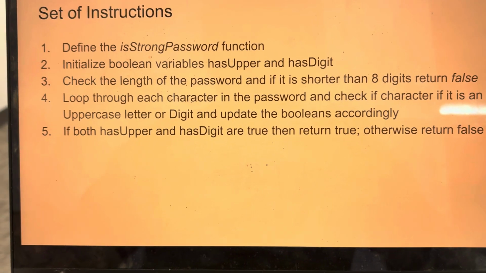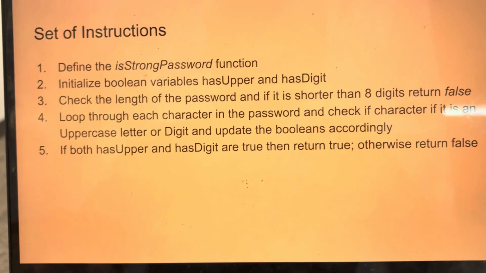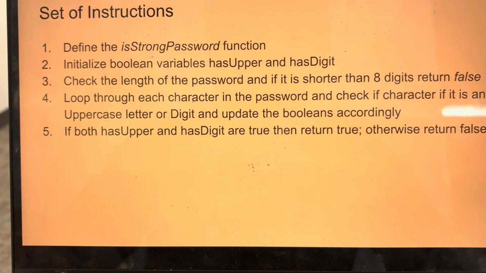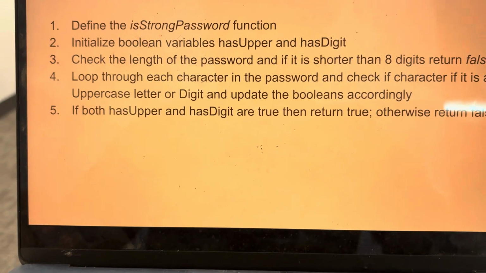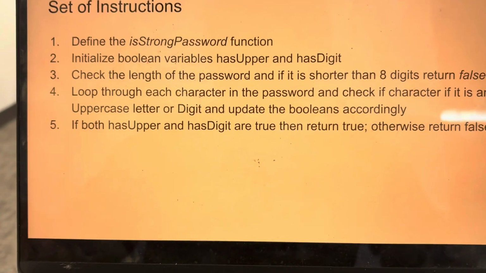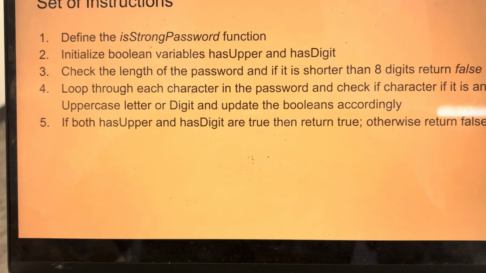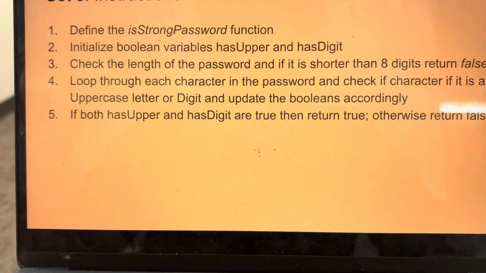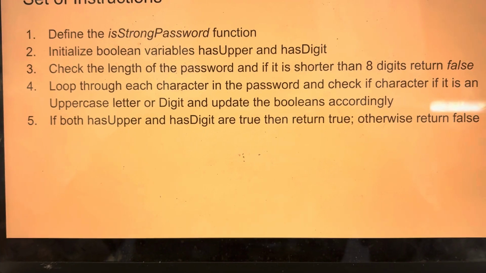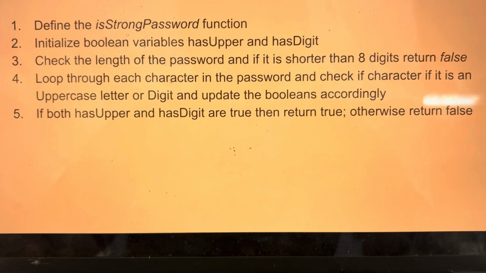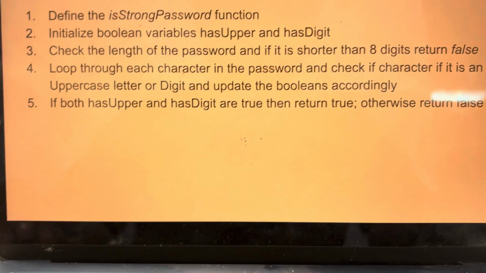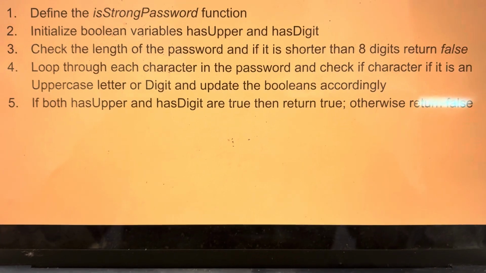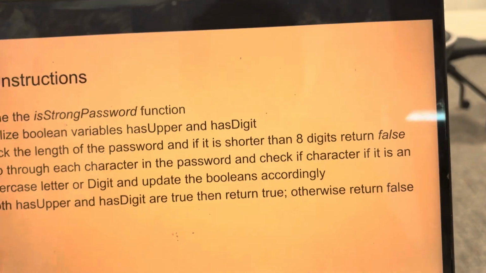The first step is to initialize two Boolean variables called hasUpper and hasDigit. I then check the length of the password, and if it is shorter than 8 characters, I return false. I then loop through each character using an array of chars from the input password, and I check if each character is an uppercase letter or a digit, and I update the corresponding Boolean variables accordingly. If both hasUpper and hasDigit are true, then we return true. Otherwise, the function returns false.